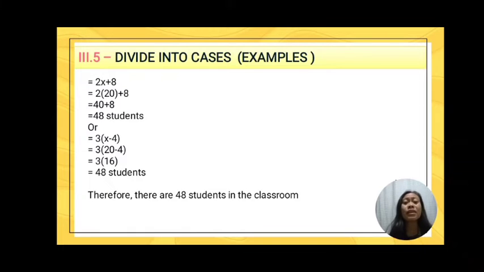So, pwede rin natin gamitin yung 3x minus 4, which is 3 times 20 minus 4. 20 minus 4 equals 16. 16 times 3 equals 48 students. So, same lang yung lalabas na answer. Pwede natin gamitin yung by 2's or by 3's. Therefore, there are 48 students in the classroom.